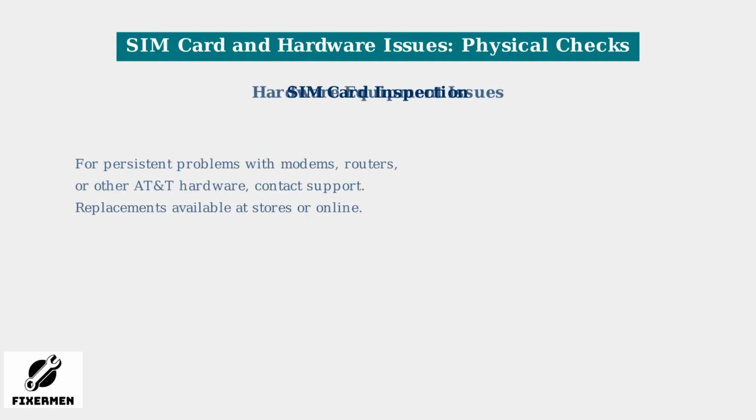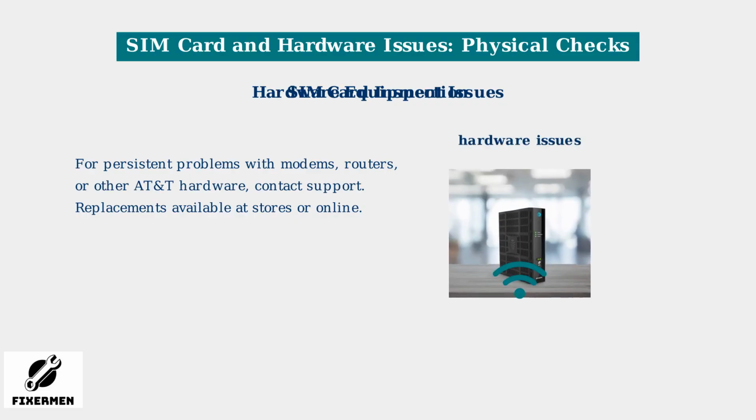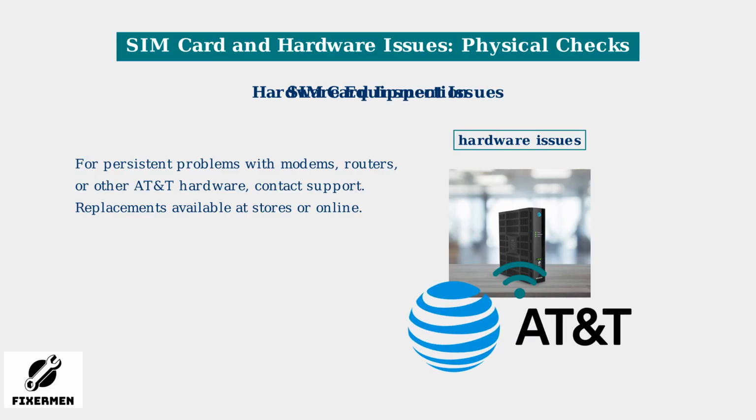If you experience ongoing hardware issues with your AT&T equipment, like modems or routers, these devices may need professional attention. Contact AT&T customer support to arrange for equipment replacement if you're eligible. Replacements can be obtained through AT&T retail stores or ordered online for convenient pickup or delivery.